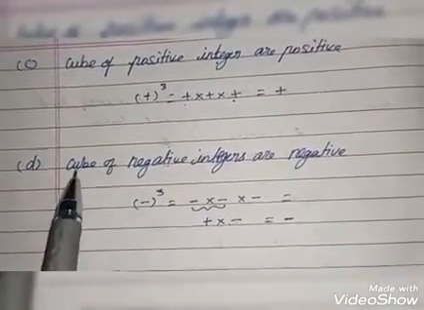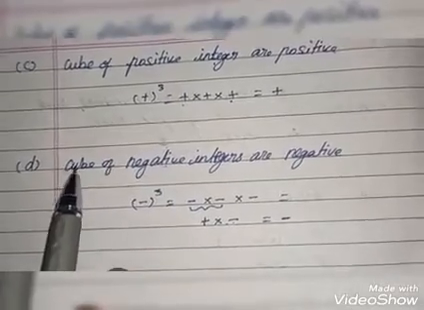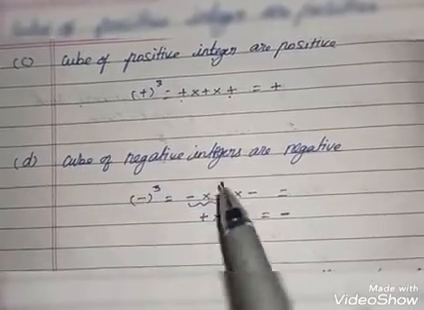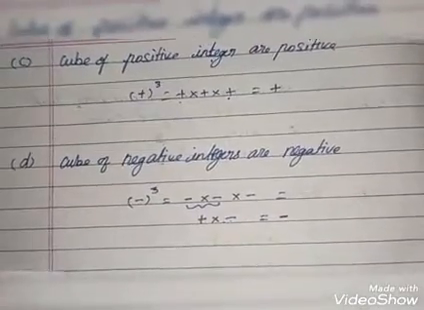That is the rule in integers. A cube means raised to the power 3, and 3 is an odd number. You multiply the negative value 3 times, so obviously you get a negative value.